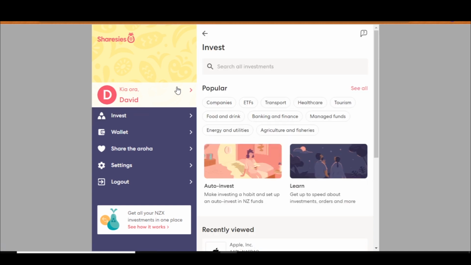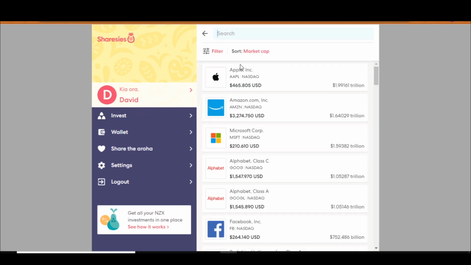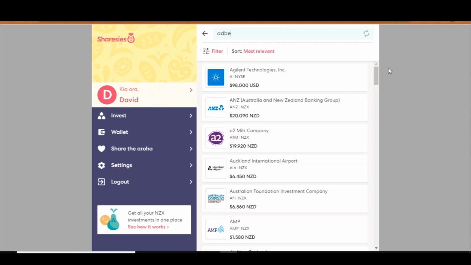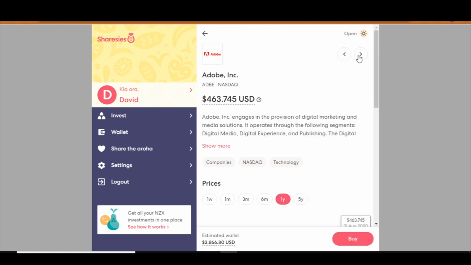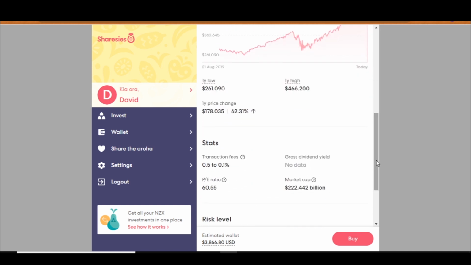So if you go to invest and type in any company you want to buy, New Zealand or American, and in this case, I want to buy shares in the American company Adobe. On this page, it will tell you if the market is open or not. Right now in New Zealand it's 1:40 in the morning, so the US market opened 10 minutes ago. And if you go down, it has a little bit of info about the company.